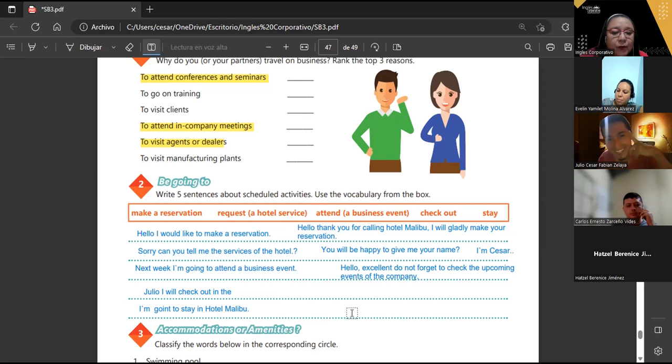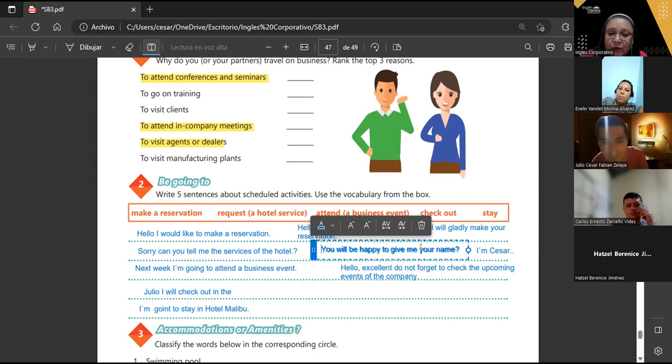Y las otras que las estaba creando. Okay, so here I have one comment. Maybe it would be better: could you give me your name? Okay, or may I have your name? Because if it is a question, will you be happy to give me your name?